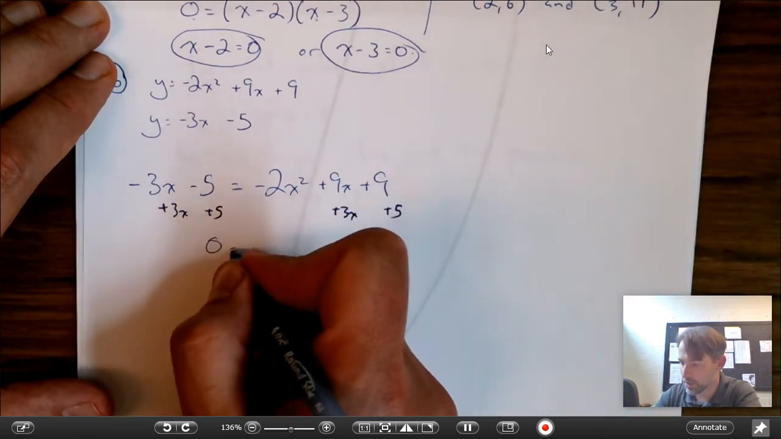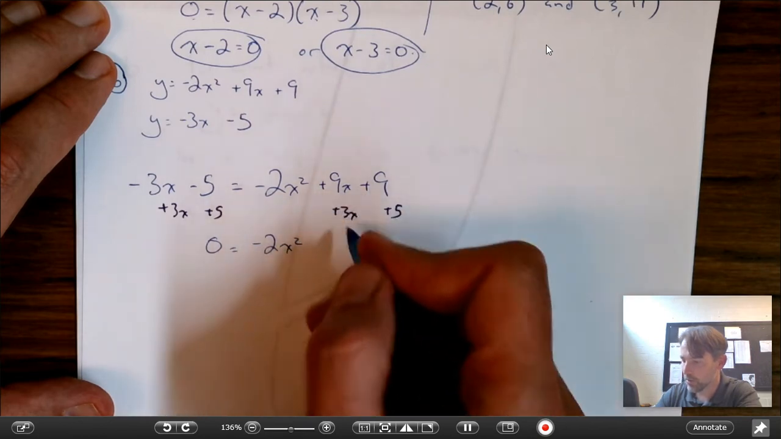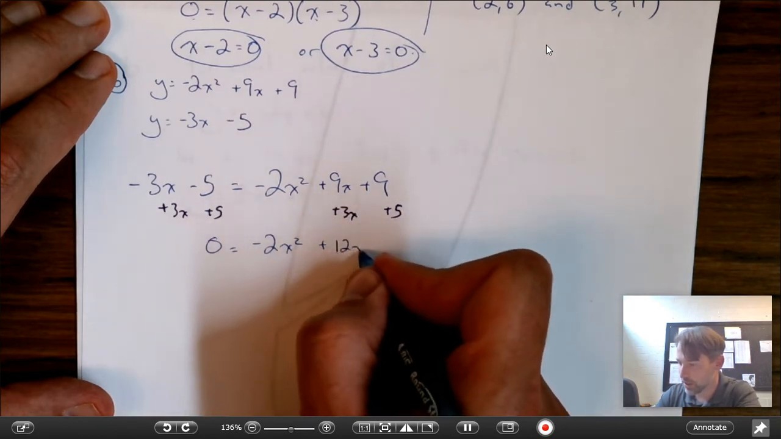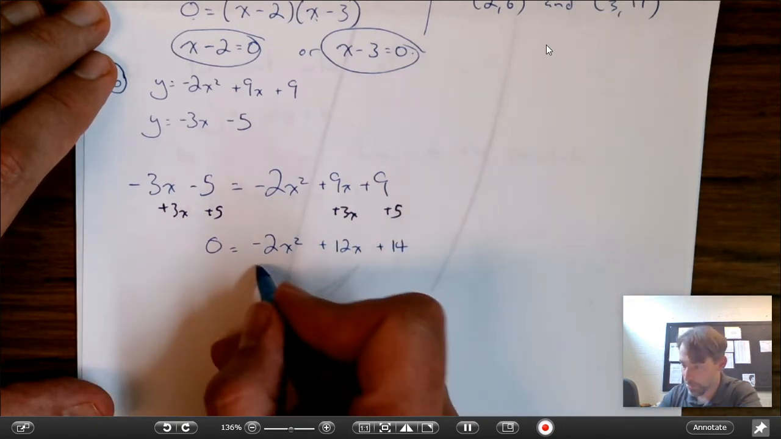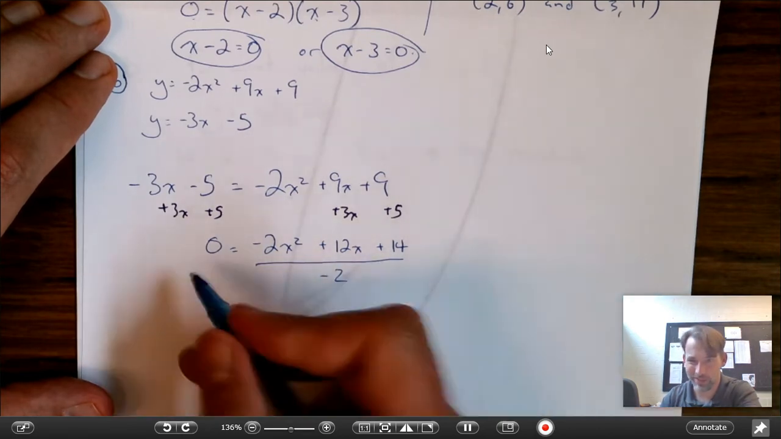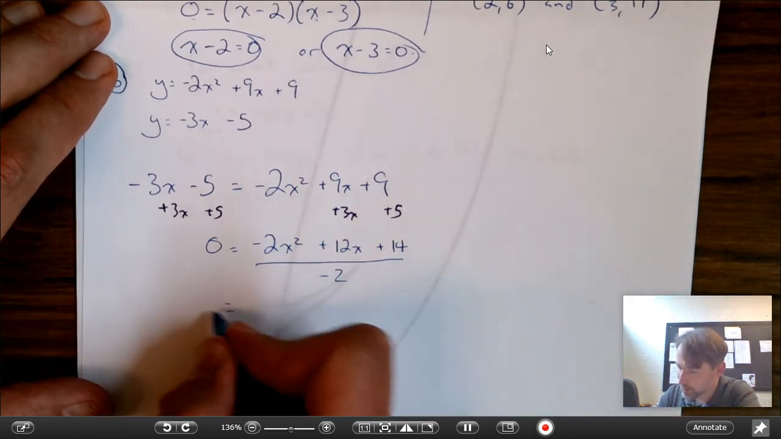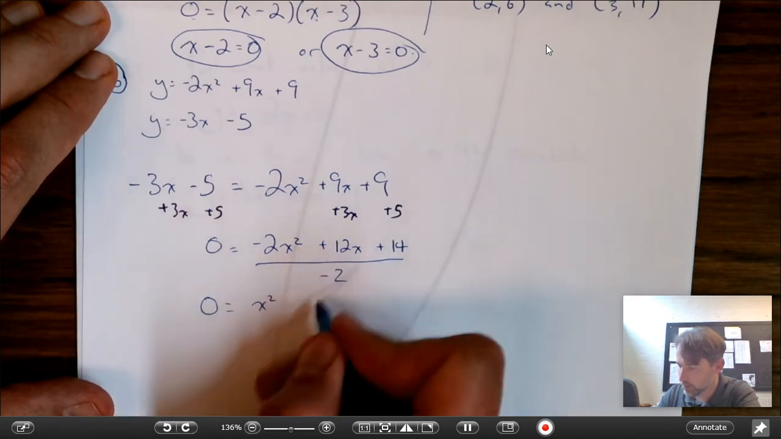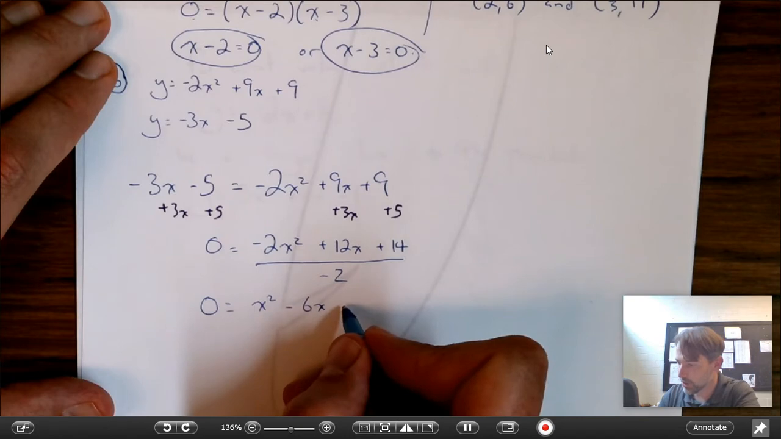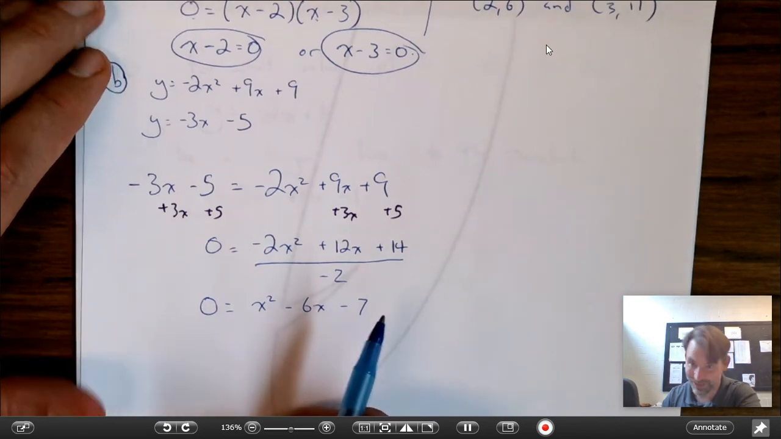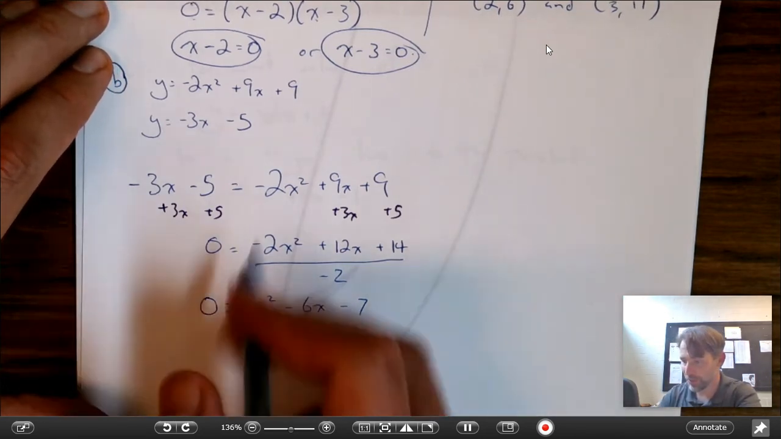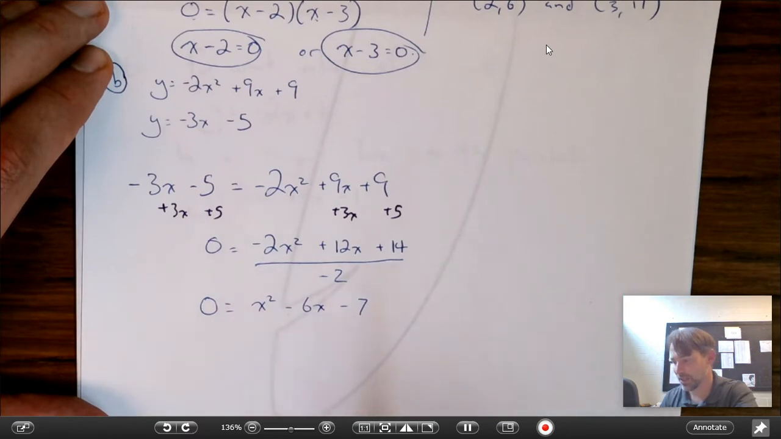Okay, 0 is equal to negative 2x squared plus 12x plus 14. Divide both sides by negative 2. In fact, I just need to divide the one side, because dividing 0 by negative 2 gives me 0. So 0 is equal to x squared minus 6x minus 7. Now I'm looking for things that multiply to negative 7 and add to negative 6. Indeed, it does factor: x minus 7 times x plus 1. And there are my x values, flip the signs.